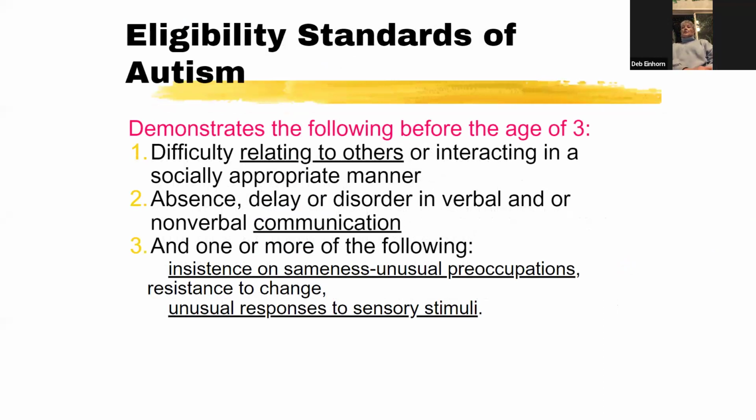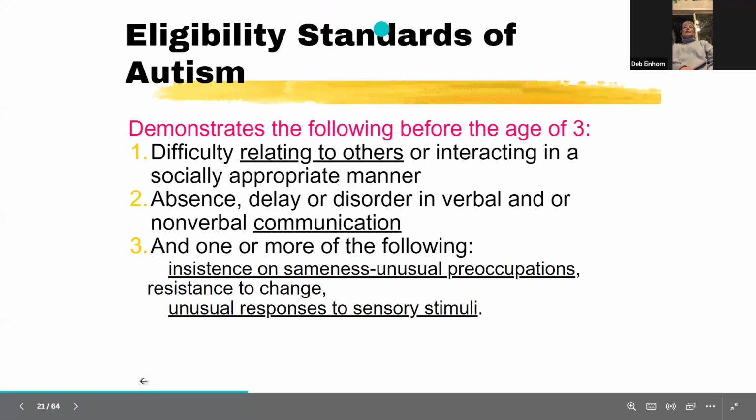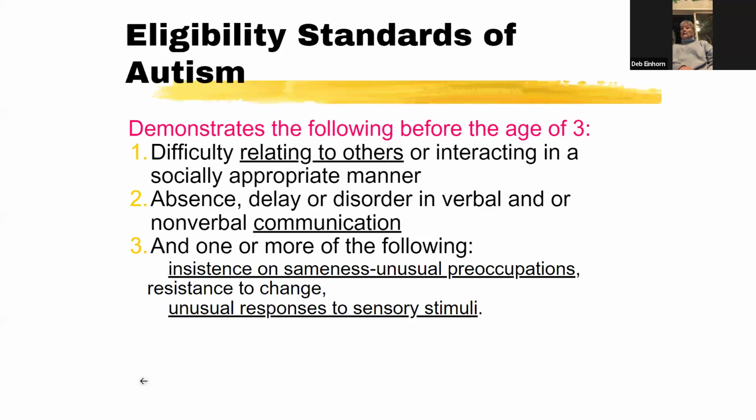The eligibility standards to be eligible for an IEP under the category of autism are that it has to be demonstrated before the age of 3: difficulty relating to others or interacting in a socially appropriate manner, the absence, delay, or disorder in verbal or nonverbal communication, and any one or more of the following. The following includes insistence on sameness, unusual preoccupations, resistance to change, and unusual responses to sensory stimuli.